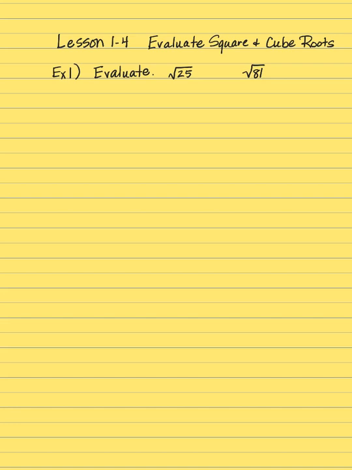These are perfect squares. So when you put them in the calculator, they're going to come out an even whole number. To put these in the calculator, we're going to enter square root of 25. And square root of 25 is 5. And then to do 81, do the same thing. We're going to enter square root of 81.